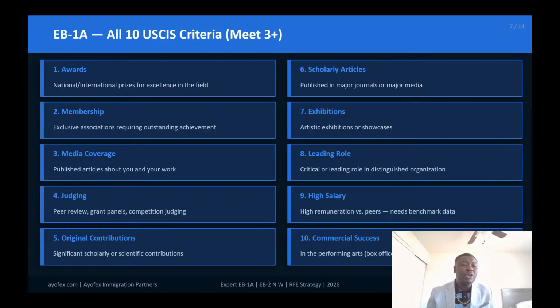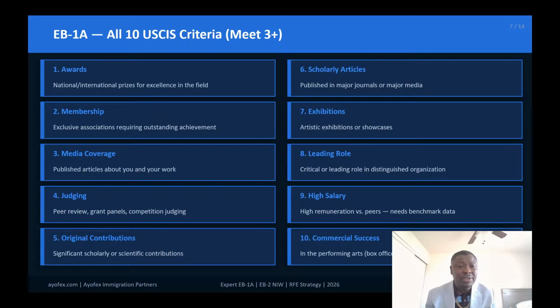So now let's talk about all 10 USCIS criteria. You remember that you need to meet only 3 of these 10 to move to the second step. If you don't meet 3, then USCIS will issue you an RFE, that is a request for evidence. But if you meet them, then USCIS goes to the second step to determine whether you are at the very top of your field.